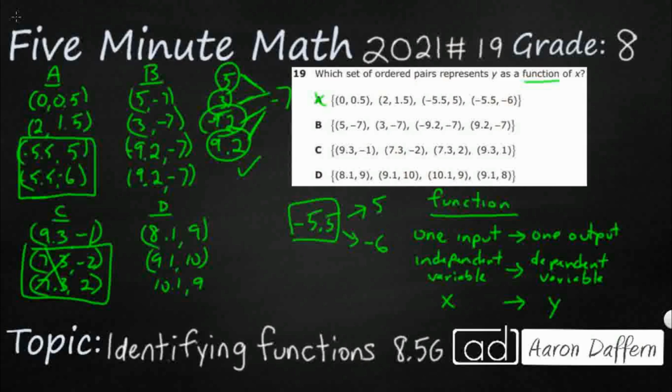10.1 going to 9. Look good so far. Right at the end, 9.1. So this 9.1 can lead to either a 10 or an 8. And that is that problem. So my answer here is B.